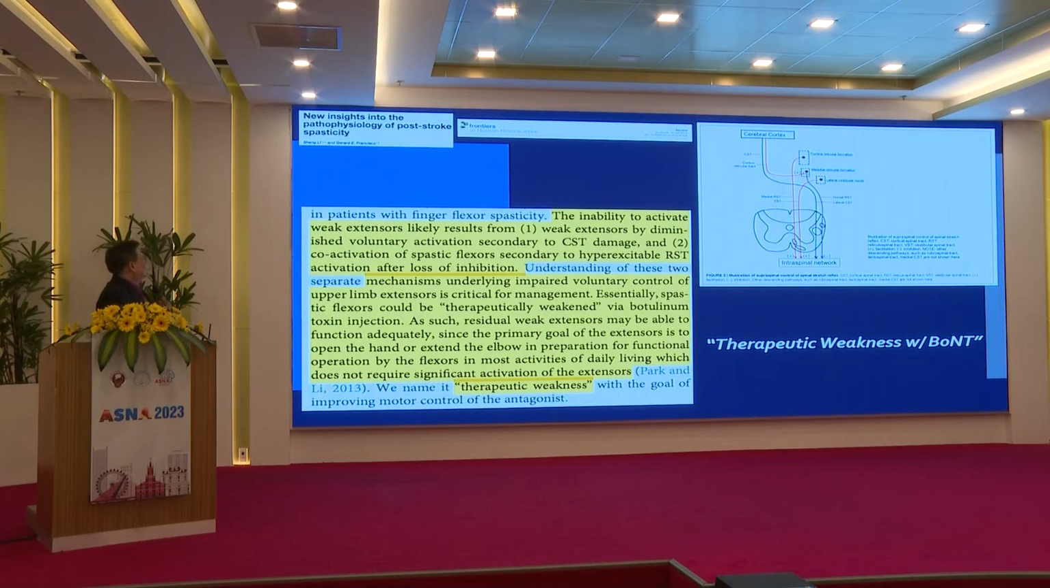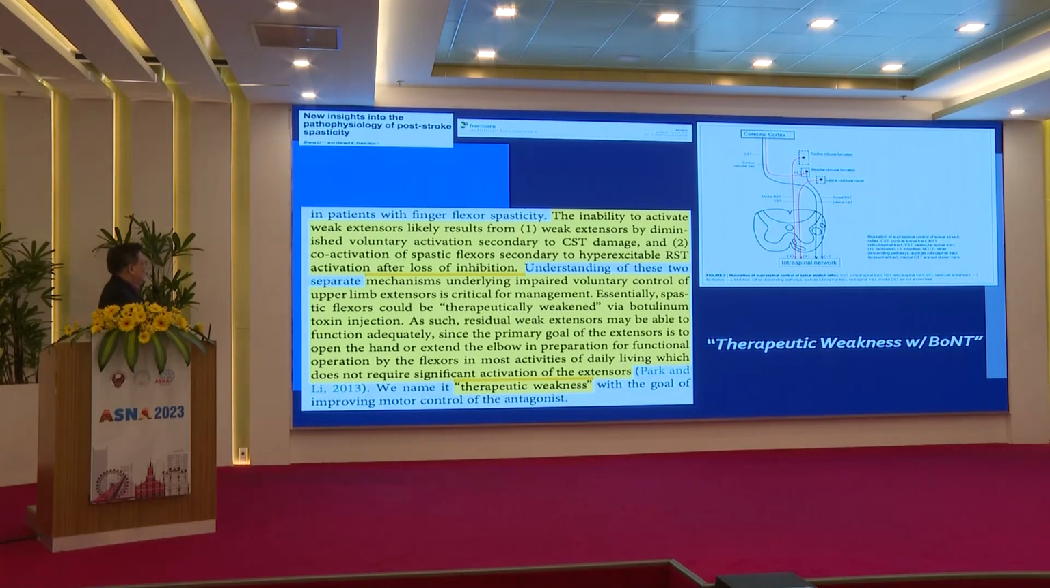Now, what about the pathophysiology? So let's just read this together for you to understand. I thought it's better to read this. So, in patients with finger flexor spasticity, there is an inability to activate the extensors because of diminished voluntary activation from corticospinal damage, or co-activation by the spastic flexors secondary to a hyperexcitable reticulospinal tract after loss of inhibition, over there that you can see.